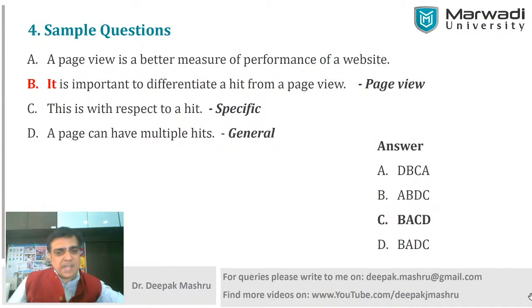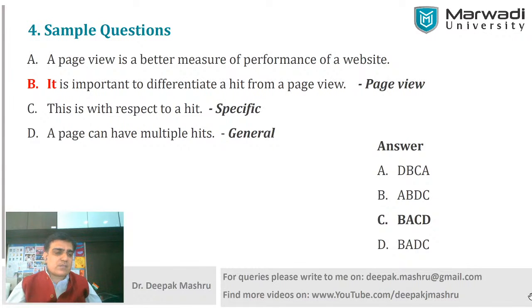Look at the answer. The answer is C, that is BACD. As I told you, generally if a sentence starts with "it", that means it talks about a generic thing, so it comes first. Fine. So it talks about page view. So sentence B starts talking about page view, right? And then sentence A talks about what a page view is, how page view is important for a website, right?